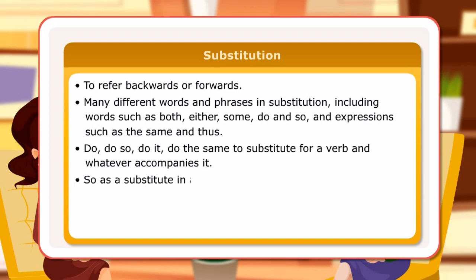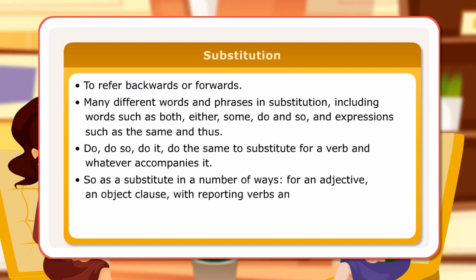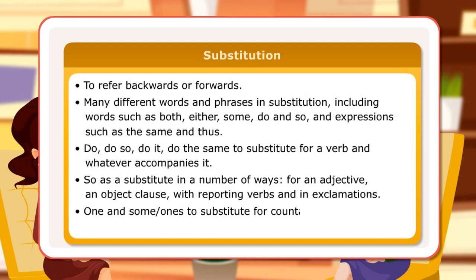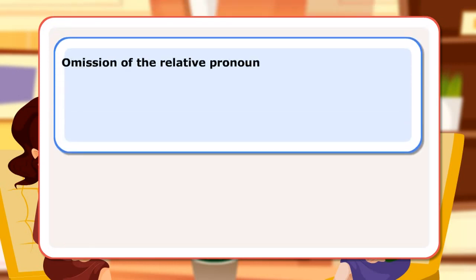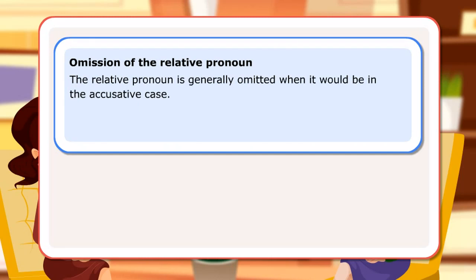So as a substitute in a number of ways for an adjective, an object clause, with reporting verbs and in exclamations. One and some or ones to substitute for countable nouns. Some or any where there is nothing before or after ones. Omission of the relative pronoun. The relative pronoun is generally omitted when it would be in the accusative case.